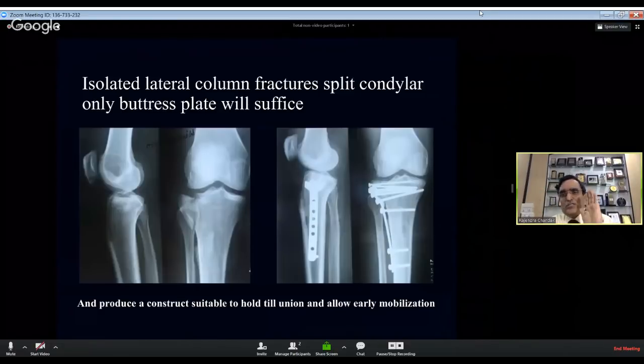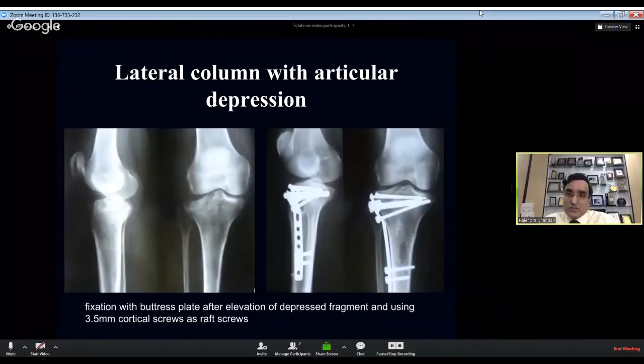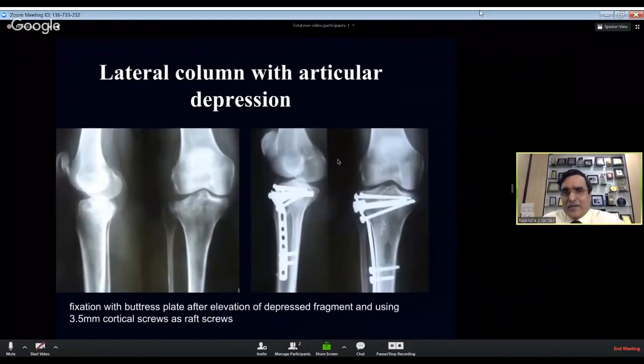What you need to do is just provide a buttress and a subchondral wrap, which can be done by a non-locking construct as well, especially in a resource poor situation. Many times in India, we'll be using that. Lateral condyle with articular depression, like in this case, needs elevation of the depression and then providing a wrap. I would like you to have long 3.5 millimeter screws as wrap screws, especially for those category of patients who cannot afford a costlier wrap plate.